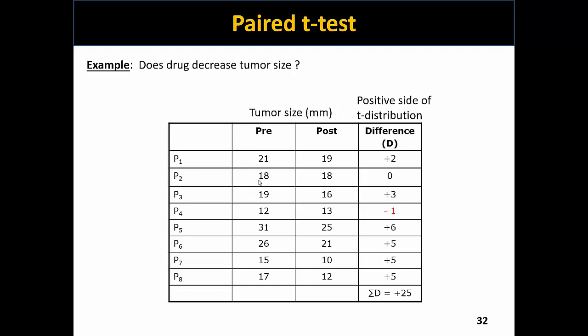We see in patient 2, there was no difference in size, and so the difference is 0. And we continue to do this for each of the 8 participants. And make note that there was one participant that had a tumor size measurement that actually increased by 1 millimeter.